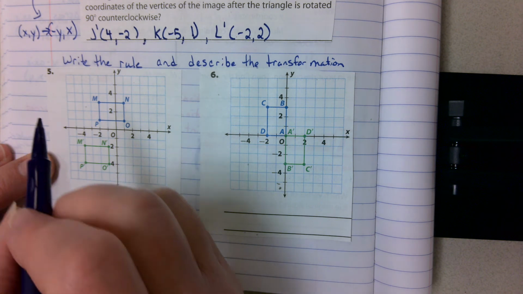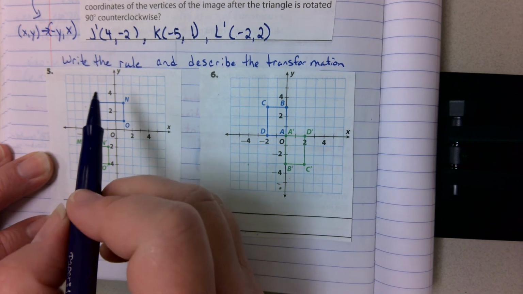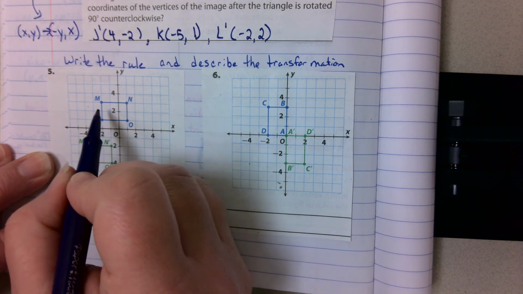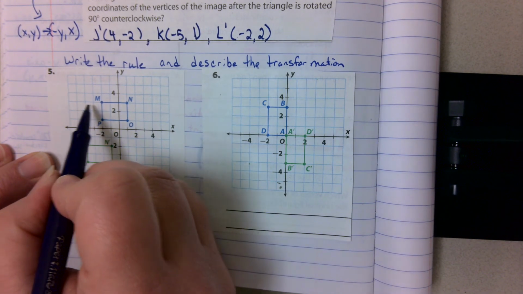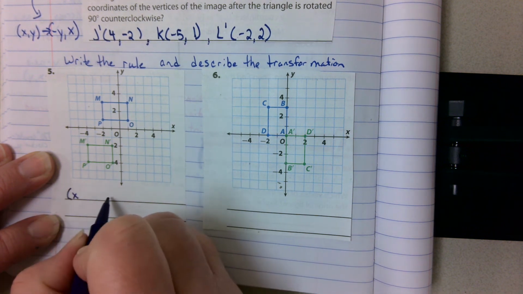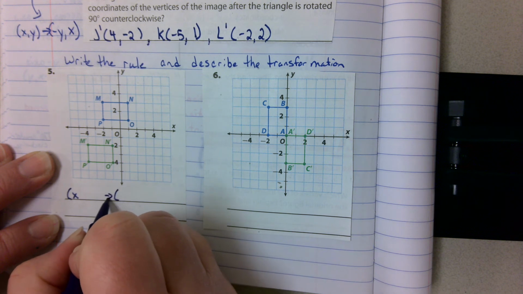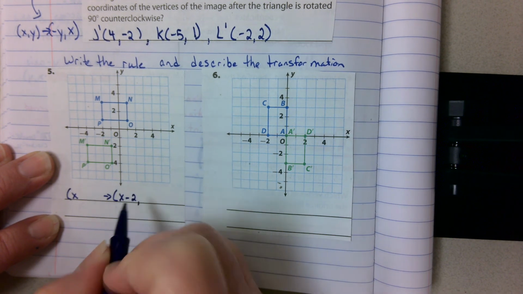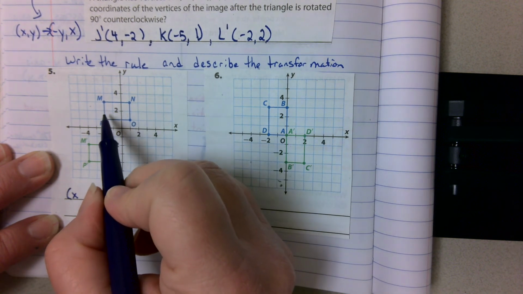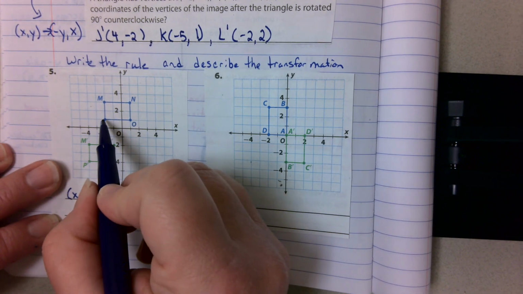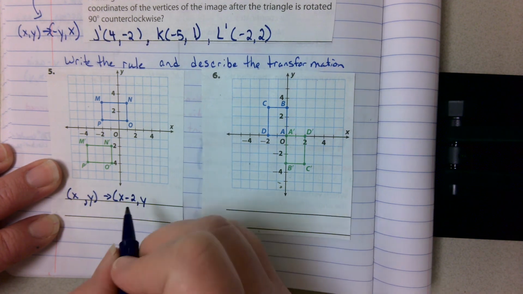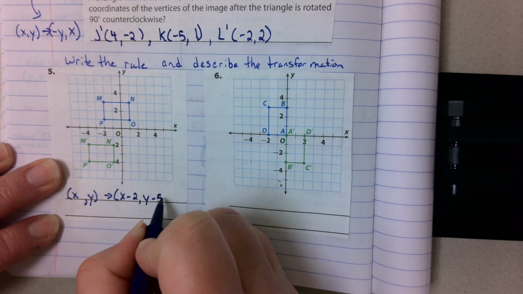All right, so we should have seen that our x value from MNOP, we went to the left 2. So our x went x minus 2. Y though, what did our y do? So here, let's go with P. It went 1, 2, 3, 4, 5 down. So we're going to go y minus 5.